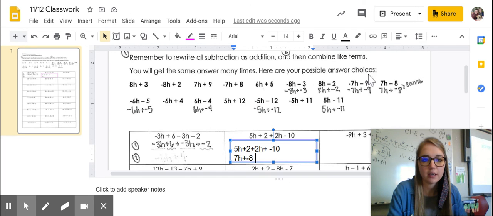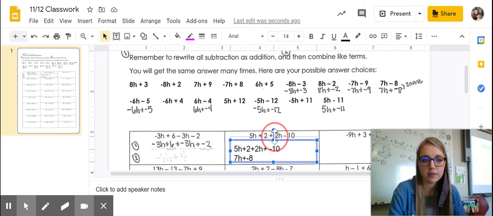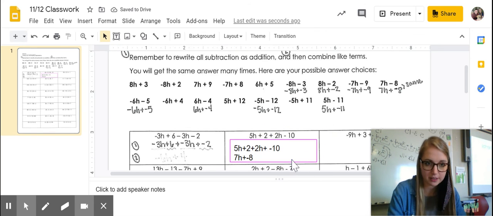And we can look up here. I gave you the answer choices. There are a lot of them, but that way you can make sure that you are getting them right, if you would like to check. Some people said that part was confusing them yesterday, or whenever my in-person kids did it. So if that's the case, then don't look at the top. It's just a way to check your answers, okay? So again, 5h plus 2h is 7h, and then 2 plus negative 10 is negative 8.